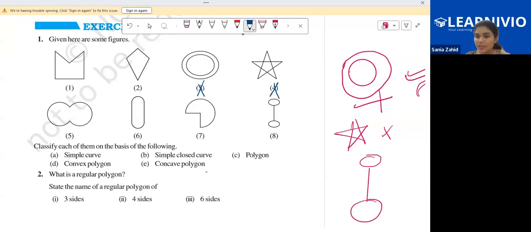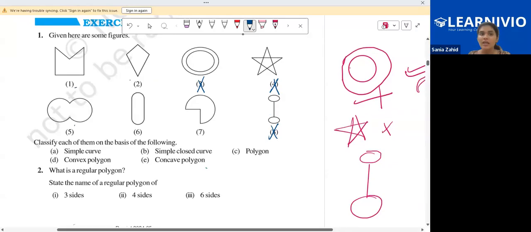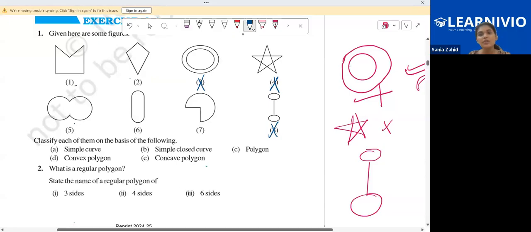Number 4 is crossing itself. Number 8 you have to lift your pencil. So these are not simple curves, right? 1, 2, 5, 6, and 7 are simple curves. Now, are they closed or not? Yes, they are closed also. So they are simple closed curves as well, right?